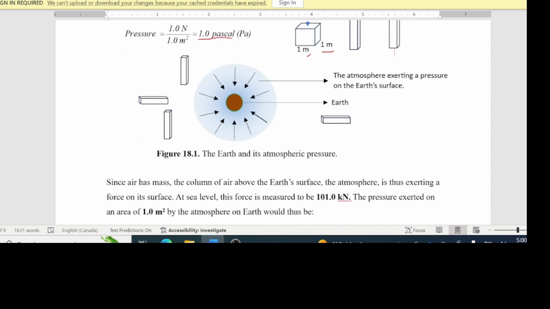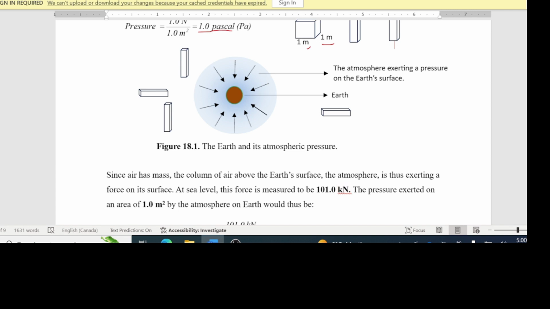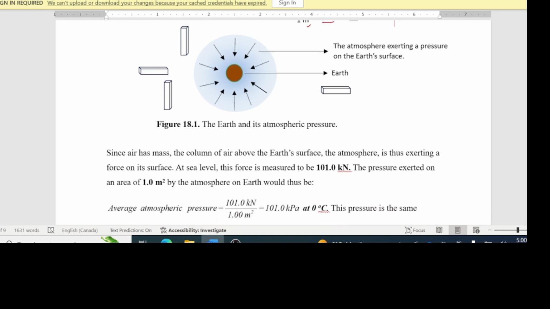At sea level, the force exerted by the atmosphere is 101.0 kilonewton. The pressure exerted on an area 1 meter square by the atmosphere on the Earth would be equal to this force here, divided by this area here. That's the force divided by the area, and this is what it is, that kilopascal at 0 degrees Celsius.